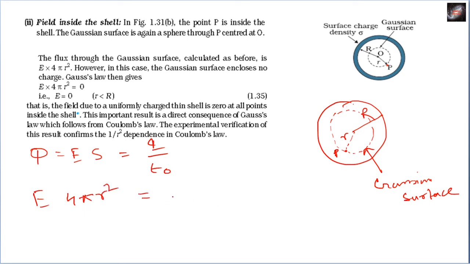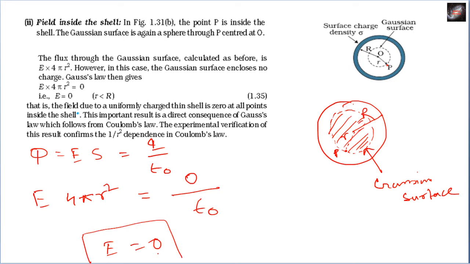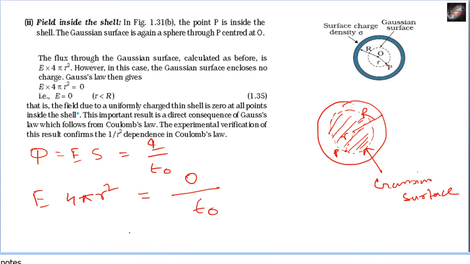And what is the value of Q here? Q is the charge enclosed by this Gaussian surface. You just observe that in this case, the Gaussian surface is enclosing nothing. No charge is situated inside this Gaussian surface. So the enclosed charge here is 0. So you can simply write that the electric field inside this shell is 0. So here the electric field is simply 0.